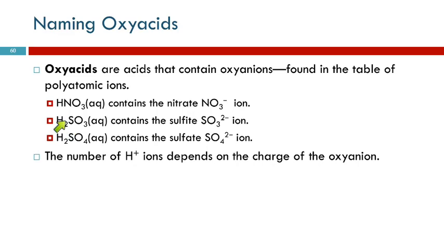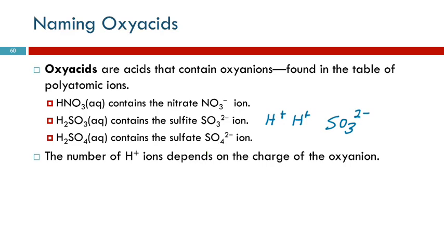H2SO3. Cover up the H's that make it an acid, SO3. SO3 2 minus. It has 2 hydrogens because it needs 2 of them to even out the charge. So this is 2 hydrogens, H plus and H plus, and the SO3 2 minus. And you put all those together and their charges add up to 0. The number of hydrogen ions in the acid formula depends on the charge of the oxyanion. So if the charge is 2, the number of hydrogens is 2. So H2SO4, cover up the H's, SO4, that's the sulfate ion.